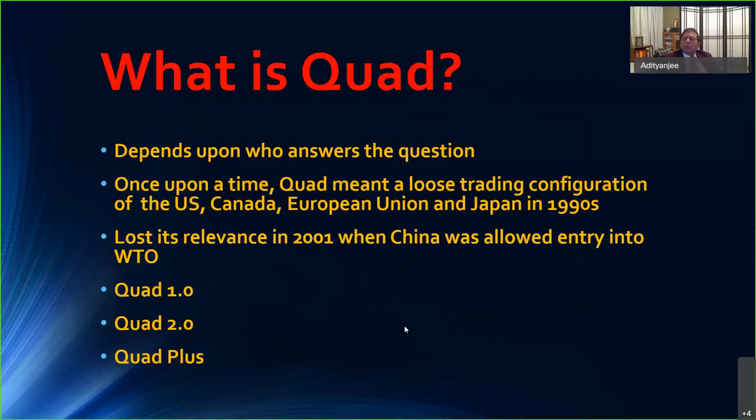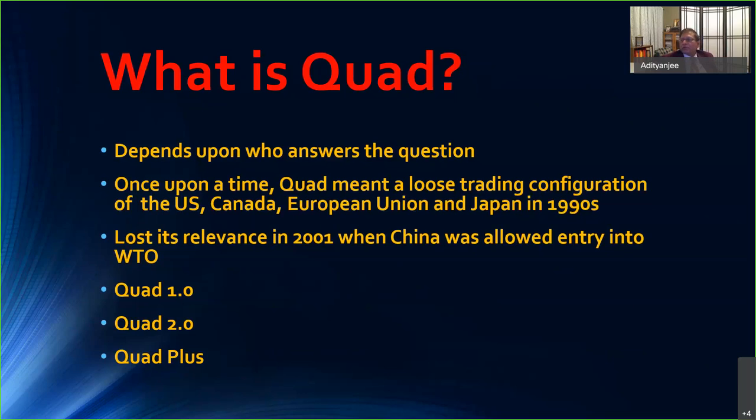So, today's roundtable discussion is on Quad, and the way we will run this entire event is that I will introduce the topic. After the topic is introduced, we will have some discussion and question-answers. We aim to finish within 1 hour. So let's start with what is Quad.